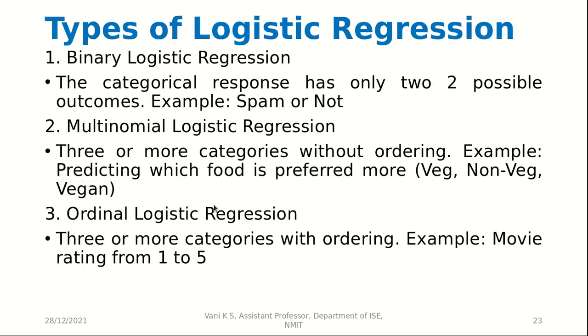Now there are different types of logistic regression as well, like binary, multinomial and ordinal. Binary logistic regression is when the categorical response has only two possible outcomes, for example spam or not, 0 or 1. Multinomial logistic regression is three or more categories without ordering, for example veg, non-veg, vegan. Then ordinal logistic regression, three or more categories with ordering, like movie ratings and all.